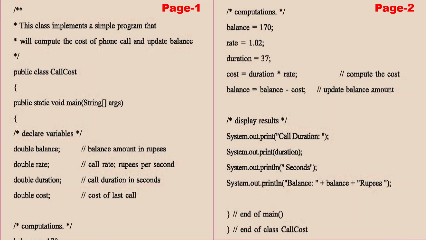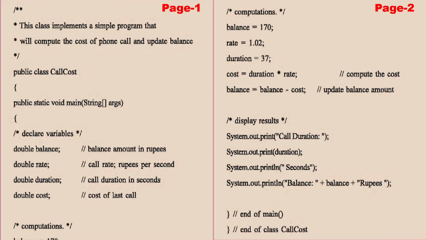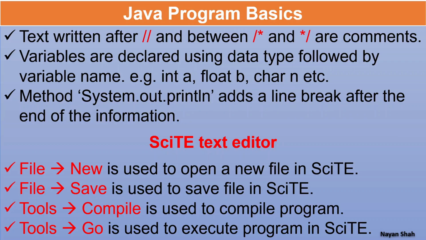Then both the curly brackets are closed, the one for the main method and another for the class Call Cost. The rest of the things, that is double slash end of main and double slash end of class Call Cost, are comment lines. So let us again understand here: the text written after double slash and between slash star and star slash are called comments. Variables are declared using data type followed by variable name, as you saw, double rate, double duration. Similarly, integer a, float b, and all these things. We will understand what is integer, what is float and what is character, that is char, and everything.